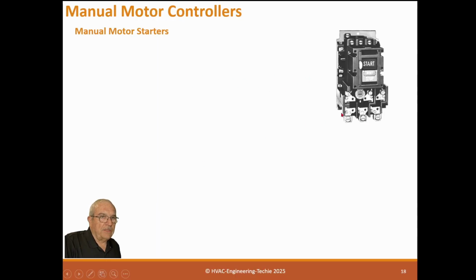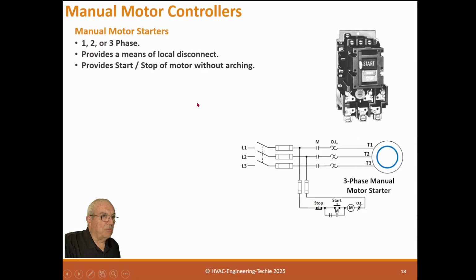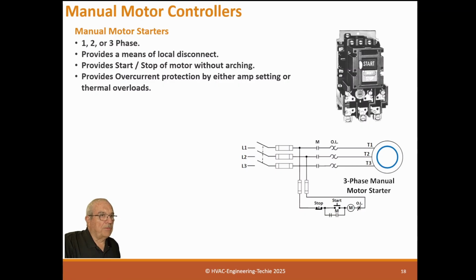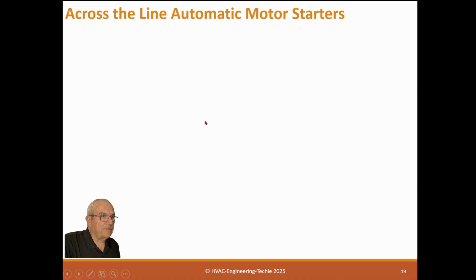Manual motor starters, basically, you can see they're full starter and they have start-stop button on them. They don't have remote start capability, but they're for local start-stop. 1, 2, or 3-phase. You can see this is a 3-phase motor, and this is the starting circuit for a 3-phase motor. And this is the overloads and the contactors. You press this button, draws in this contactor, brings in the motor. Provides a means of local disconnect. Provides start-stop of motor without arcing. Provides overcurrent protection by either amp setting or thermal overloads. Circuit protection provided by upstream circuit breaker. So this one shows a fuse connection, but it could be fuses or circuit breaker.